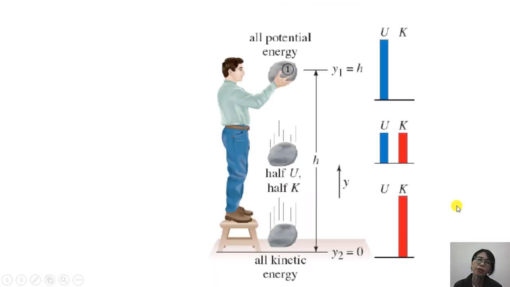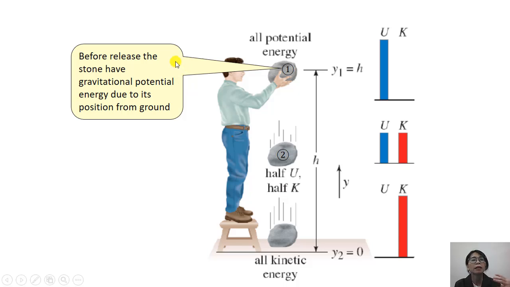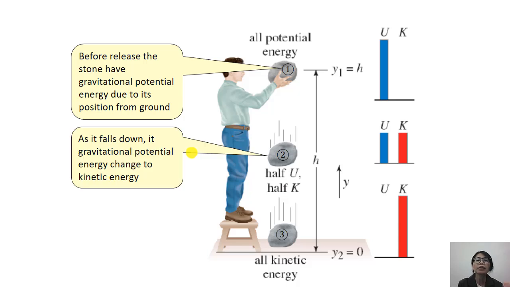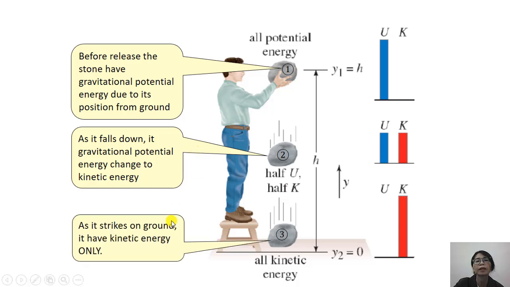Okay, so class, this figure shows us how energy is conserved in a process. For example, at state 1, before the stone is released, because of the height, the stone has gravitational potential energy. Then as we release the stone, it moves downwards. As it falls down, its gravitational potential energy changes to kinetic energy. As the stone strikes the floor, it will only have kinetic energy. There will be no potential energy at this final state. Why? Because as it strikes the ground, there is no height. Tak ada ketinggian. Jadi, kita tidak akan ada sebarang gravitational potential energy. So you can see how the energy is converted to another type throughout the process.